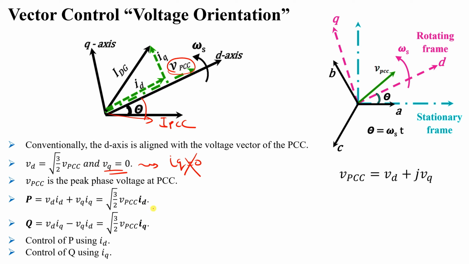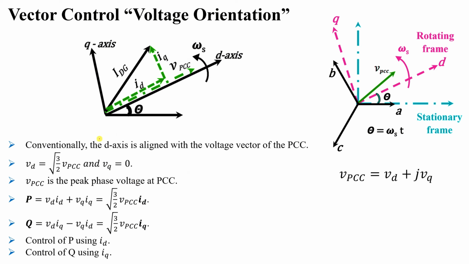Okay, so what you will see here is that D-axis oriented on VBCC means that all of the voltage is in D-axis direction, which makes VQ equal to 0. This led us to this decoupling effect, controlling of ID and IQ. Okay, now you will find that this is not only the way to control it.